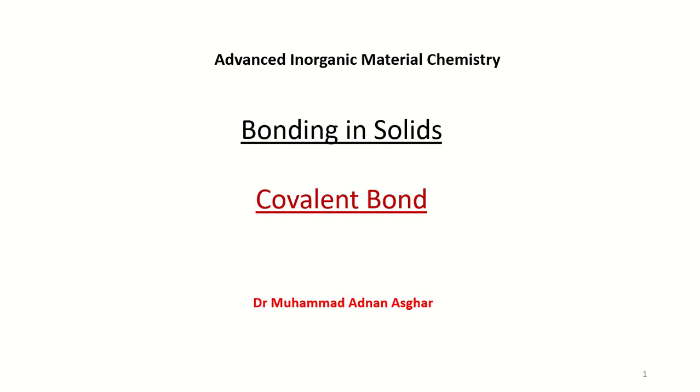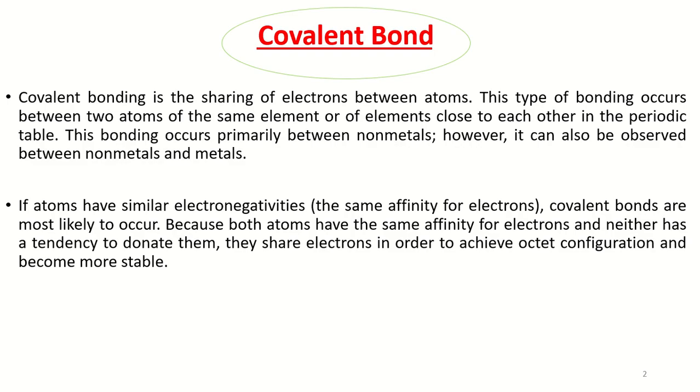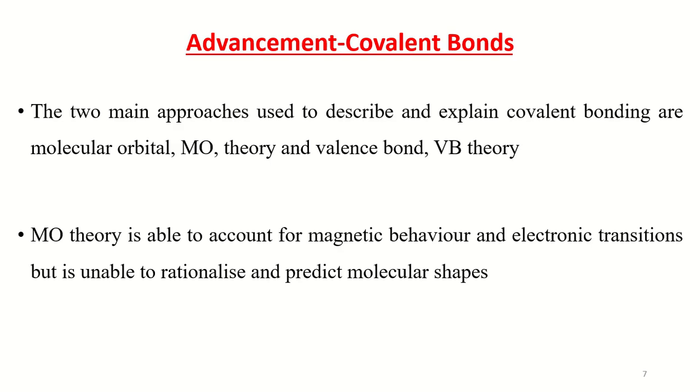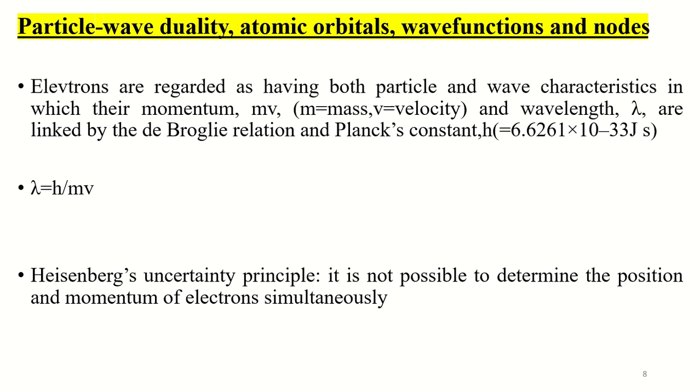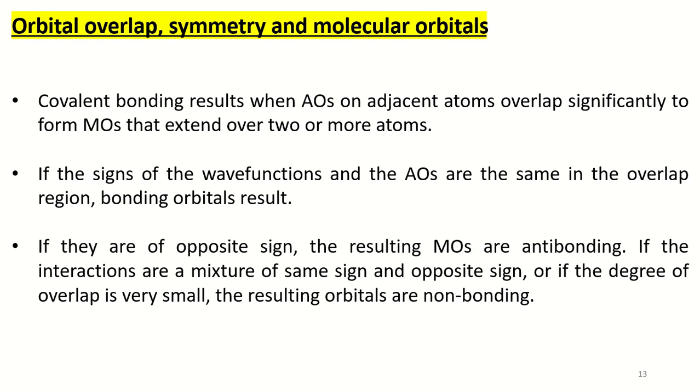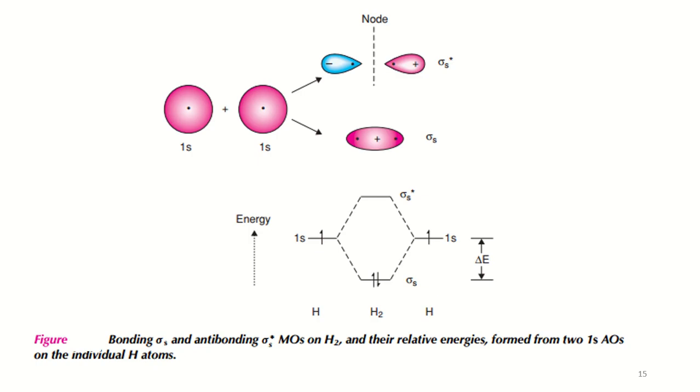Muhammad Aznan Asghar, and today we are going to discuss the covalent bond and maybe the metallic bond in this lecture, which is under the bonding in solids. So far we have discussed the covalent bonding in detail, like single covalent bond, double covalent bond, triple covalent bond, expansion of octet and some advancement including the particle wave nature and duality, atomic orbitals, wave functions and nodes, and discussed the different orbital overlaps, symmetry and molecular orbitals.